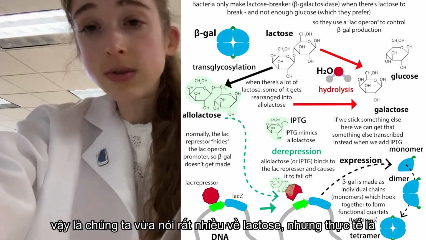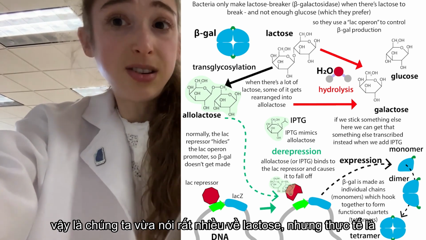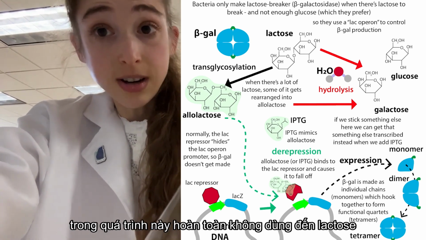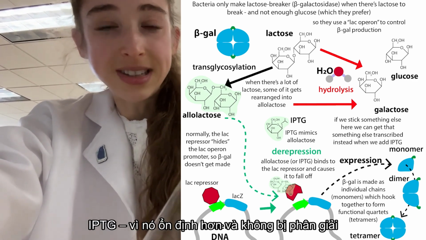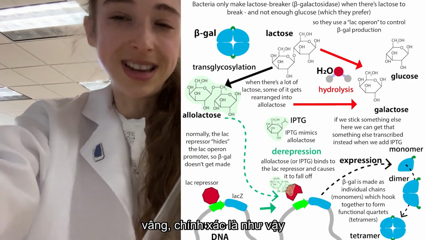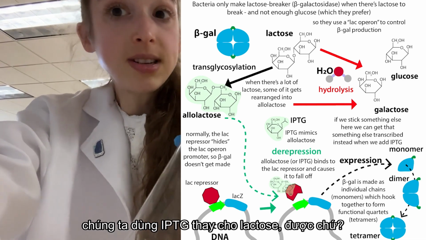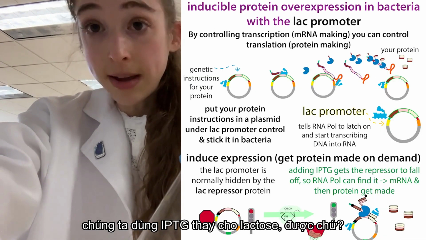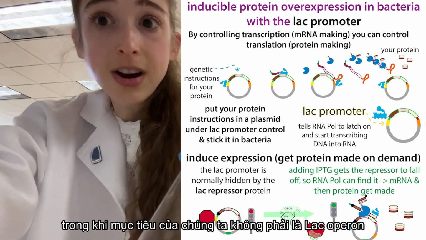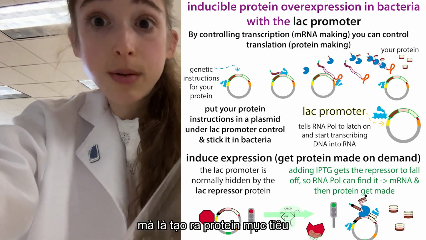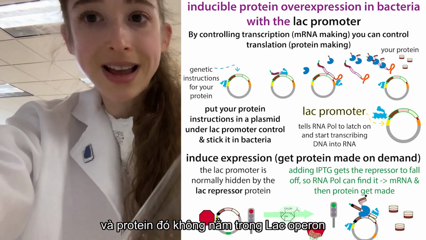So now we've talked all this way about lactose, and now I'm going to tell you there's no lactose even involved in this story. Remember, we're using that lactose mimic, IPTG, because it's more stable and it's not going to break down. So we use IPTG instead of lactose. Okay, that's great. We've got one thing, but we've still been talking about this operon, and we don't care about that operon. We just want our protein made, and our protein's not part of that operon.